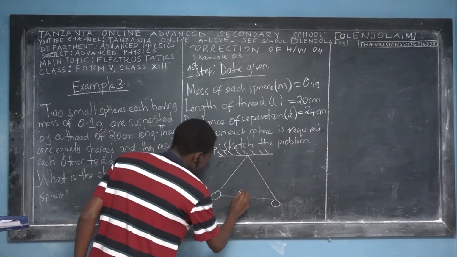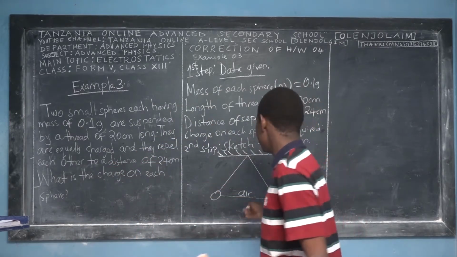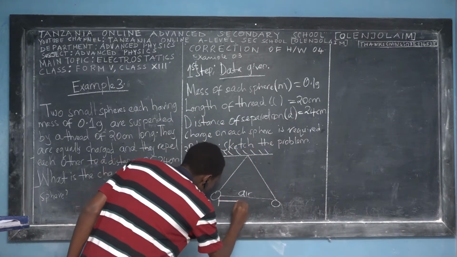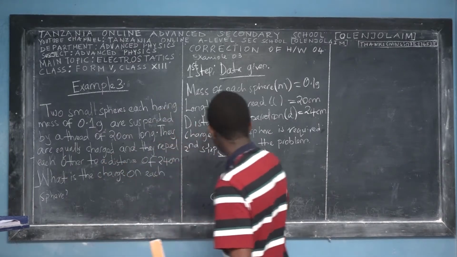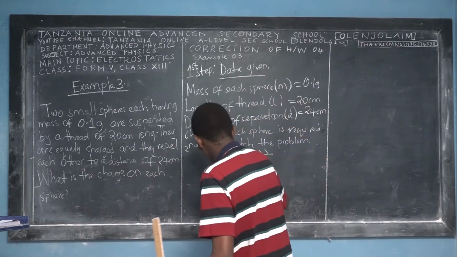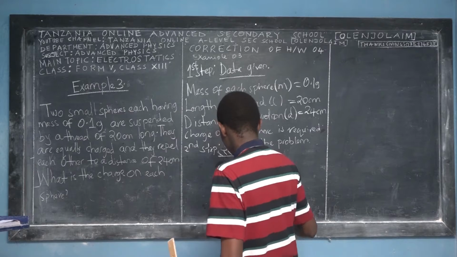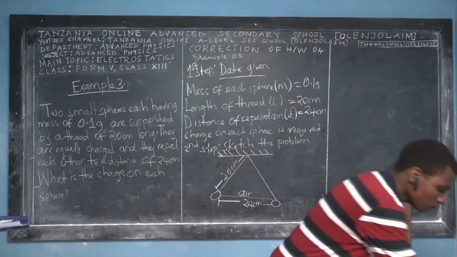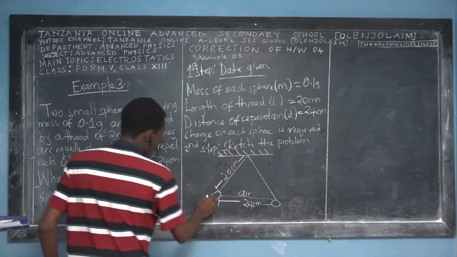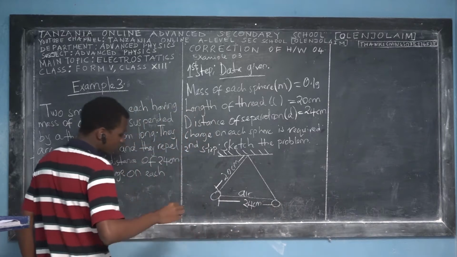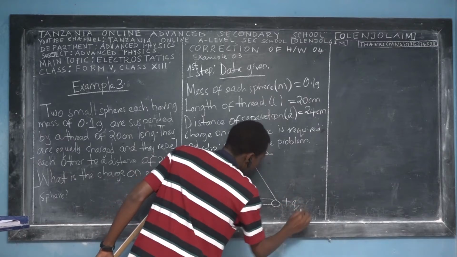This is the medium, which simply because we are not given the medium, so I term the medium as air. And the distance from here to here is 24 centimeters. These are the threads where the two charges are suspended, and this one is the same as this one. We are given the charges, we are told that they are equal. So I term them as positive Q and positive Q.